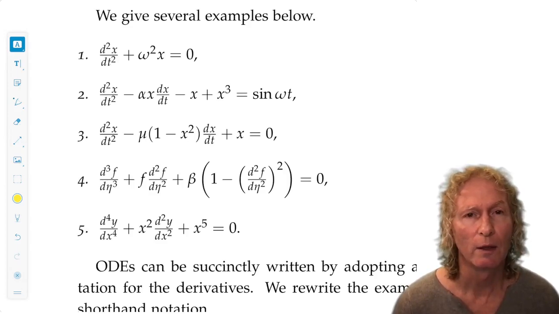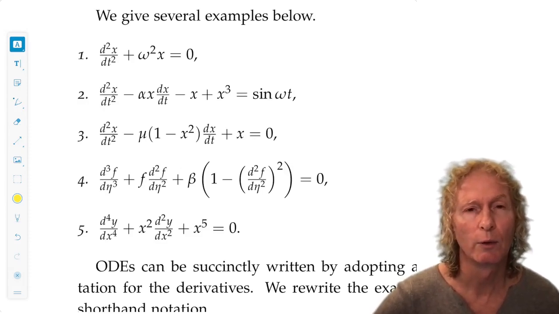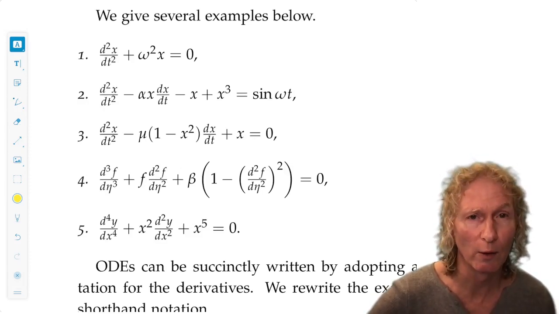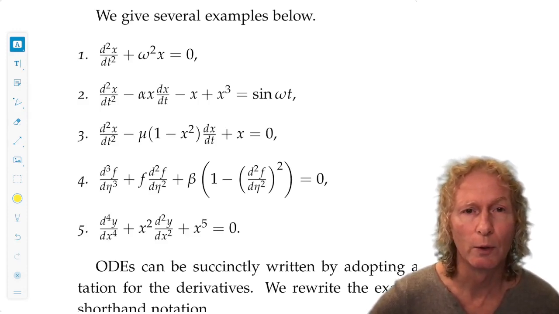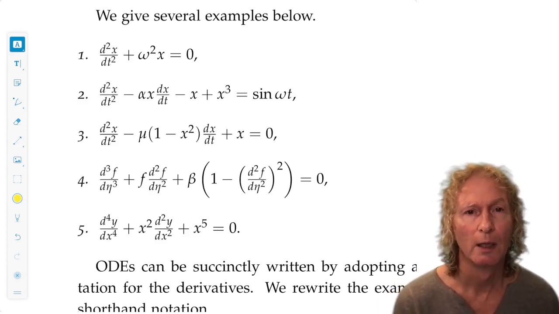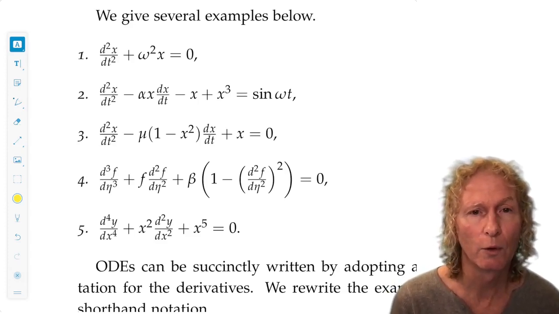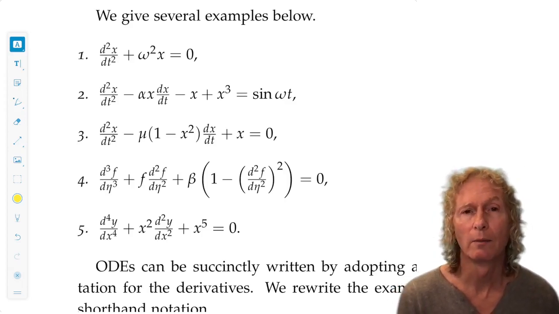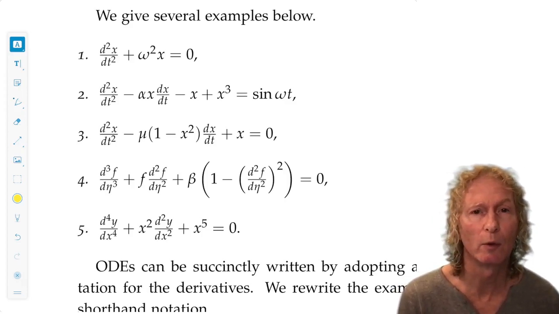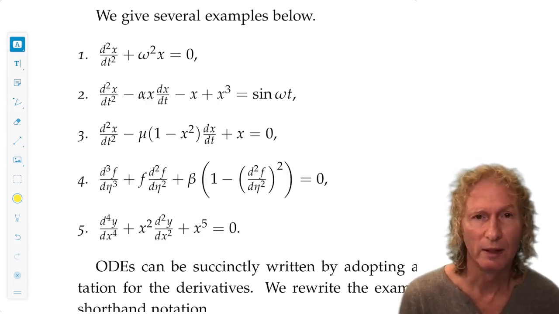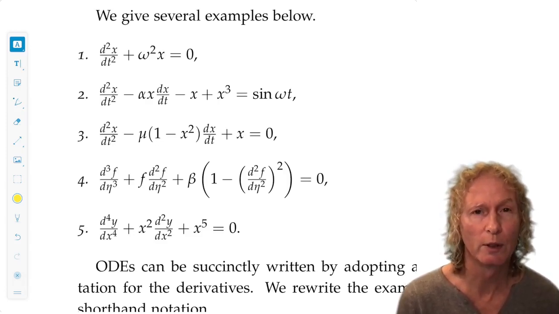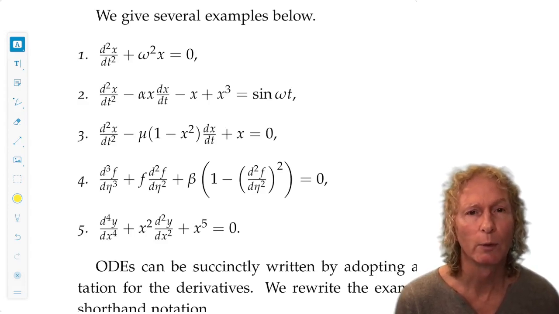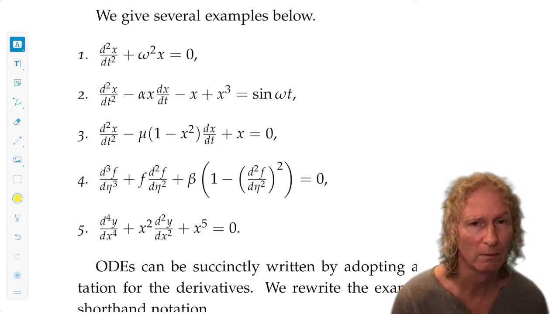Now the function itself, the variable that you use to describe the function, is referred to as the dependent variable. And in 1, 2, and 3, the dependent variable is x. And in 4 and 5, the dependent variable is f and y. The independent variable is the variable that the dependent variable is a function of, that you differentiate with respect to. In 1, 2, and 3, that is t. And in 4 and 5, it is eta and x.